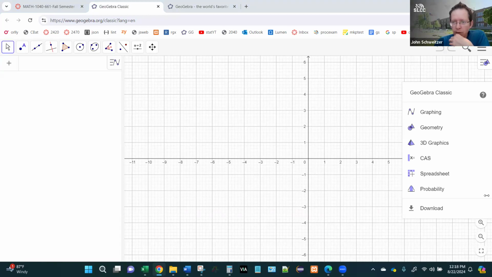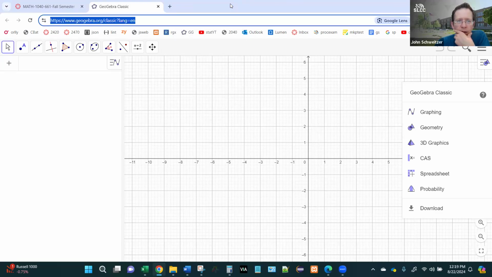Okay, so if you're using the GeoGebra website, make sure it says classic in the URL. If you look over in the chat, I've put that URL in the chat. So it says classic in it. This is the one that's the easiest to use, and that's the one I use exclusively in class. If you click on that link in the chat, it'll take you to this website here.